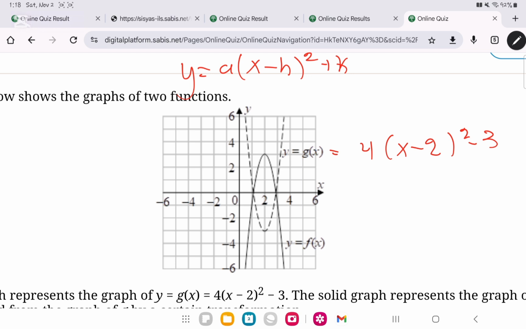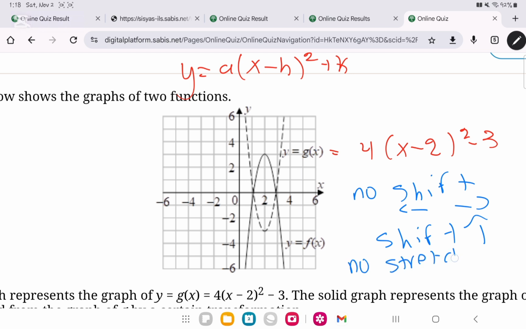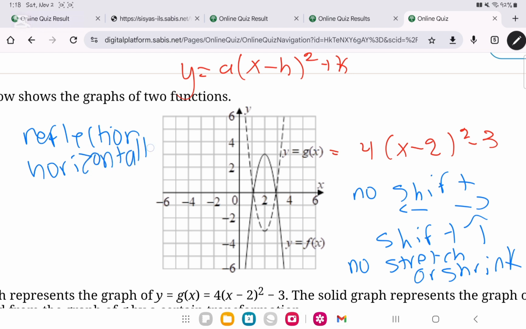Now let's check for any changes. So looking at it, we don't have a shift left or right. But there is a shift upwards. There is no stretch or shrink. But we have a reflection about the x-axis. So let's apply all of these changes. First thing, since there's no shift left or right, that means we're gonna keep h, in this case 2, the same. But there is a shift upwards.